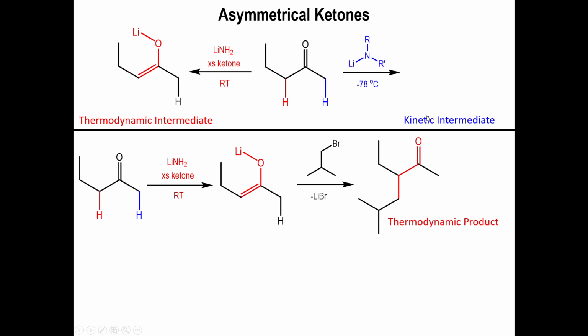Now, if it is the case, however, that what you actually want is to deprotonate and ultimately alkylate the site that is less sterically encumbered, then the way you go about facilitating the deprotonation of this blue proton is by using a very bulky base. So lithium hexamethyldisilazide will do the trick. Lithium cyclohexyl isopropyl amide will also do the trick. You do this, however, at low temperature.